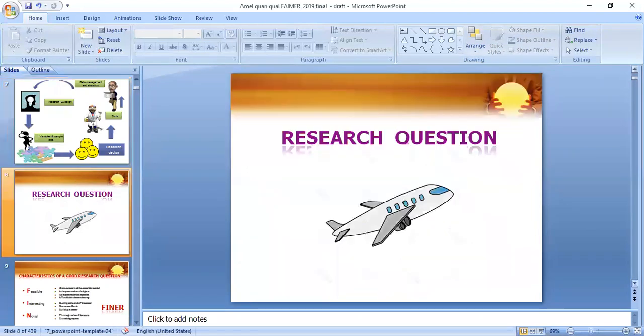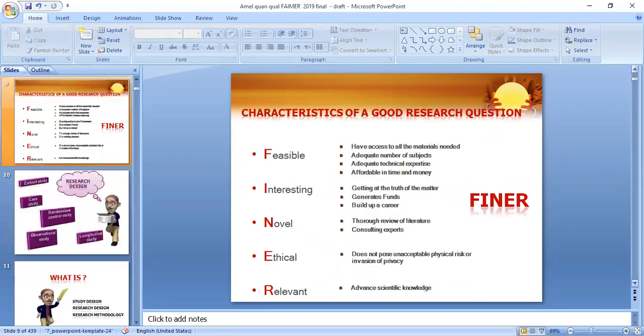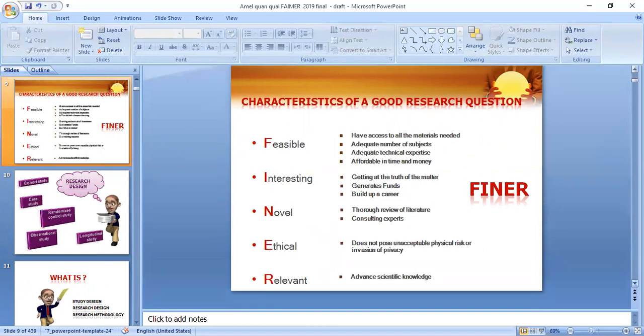There are some characteristics of a research question. The research question is very important because it is considered the takeoff of any research. It should be final, feasible, interesting, novel, ethical, and relevant.